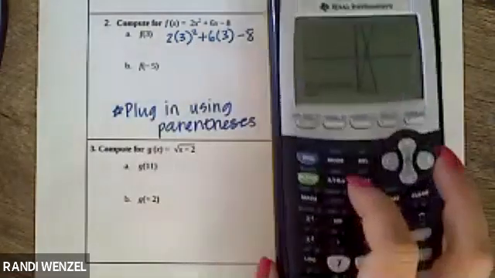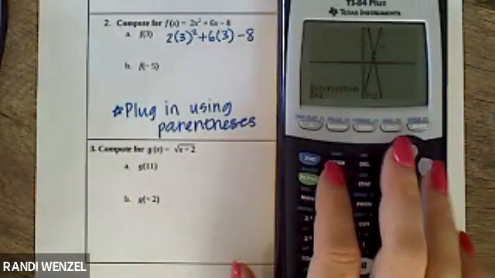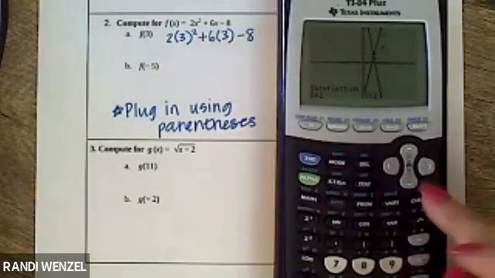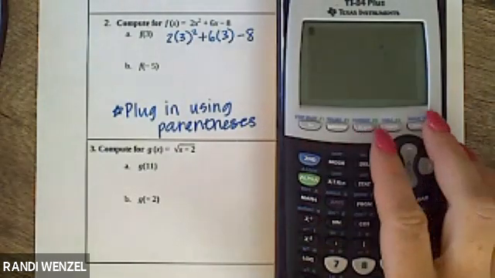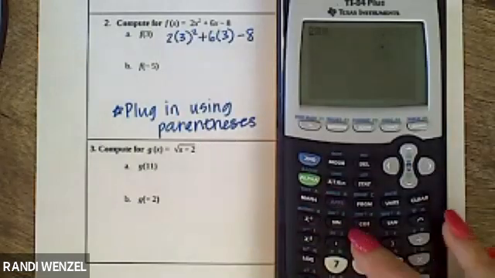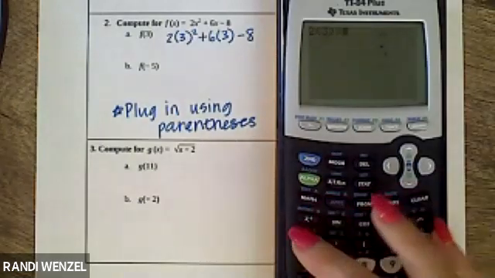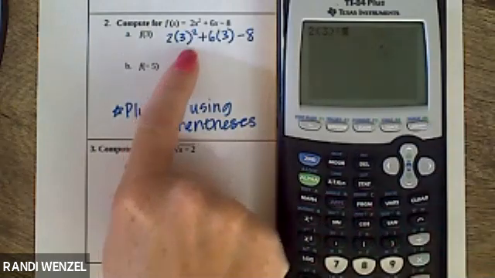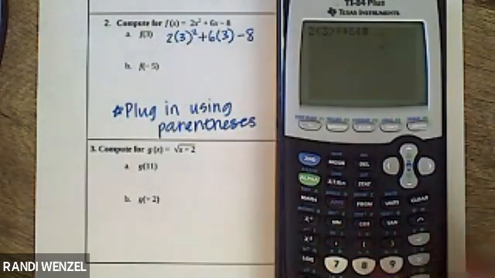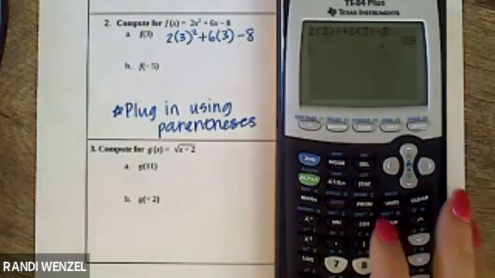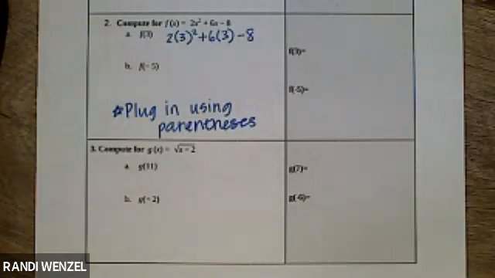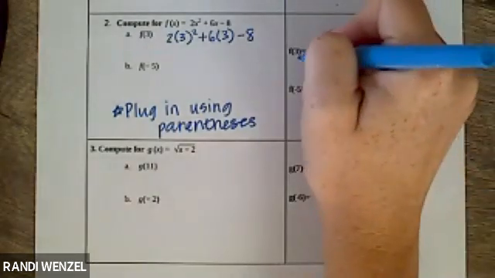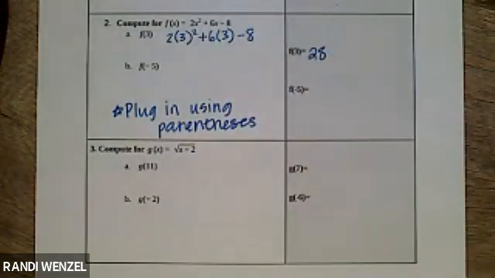Remember, if you're using your calculator, we want it on the solving screen. So we need to clear out, get to this solving screen right here, and type in what we see, just as we wrote it. 2 in parentheses 3 squared plus 6 in parentheses 3 minus 8, and then we just get our output. So this one should be 28. So that tells us f of 3 equals 28. 3 was our input, 28 is our output.